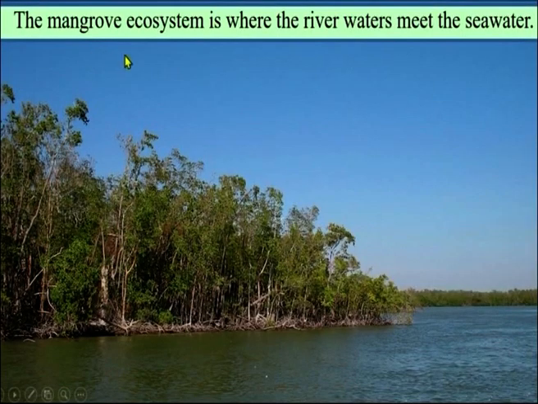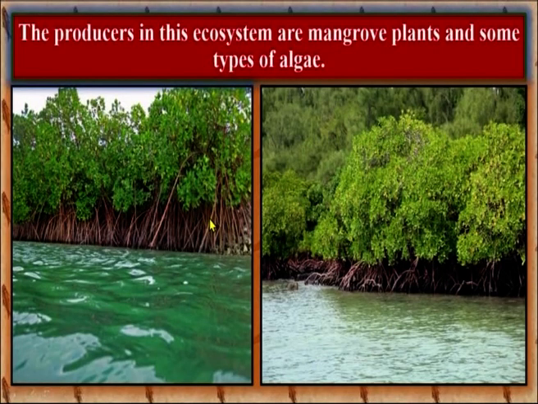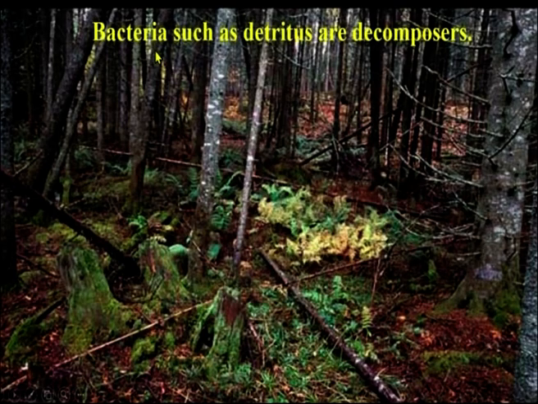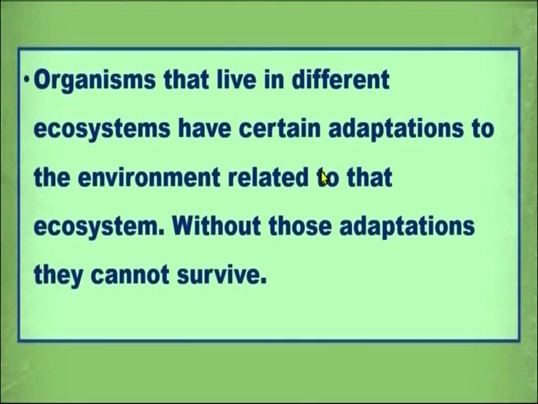The mangrove ecosystem is where the river water joins with the sea water. So the producers in this ecosystem are mangrove plants and some types of algae. Consumers include crabs, prawns, snails and turtles, whereas bacteria such as detritus are decomposers.